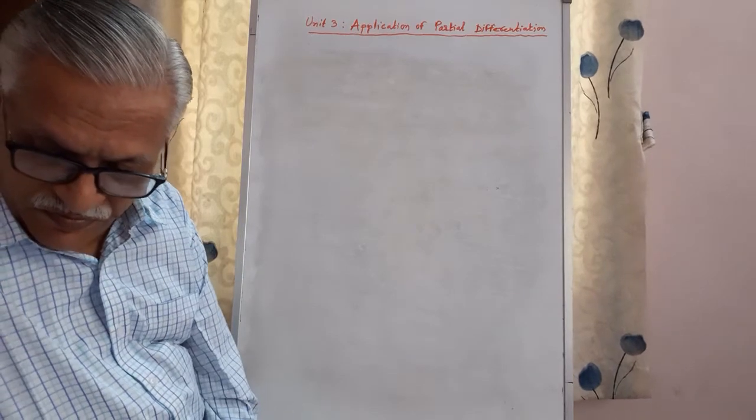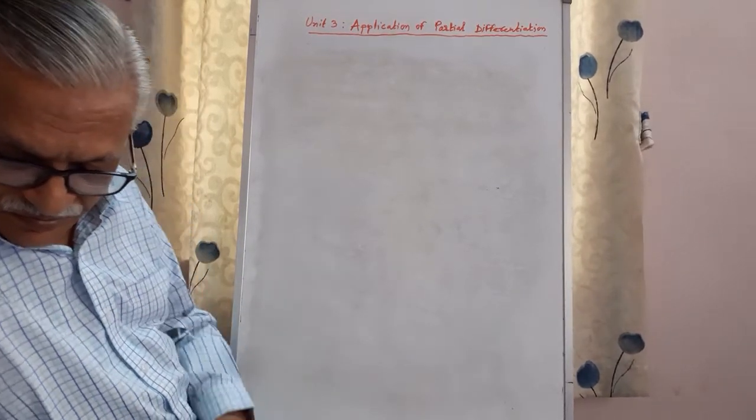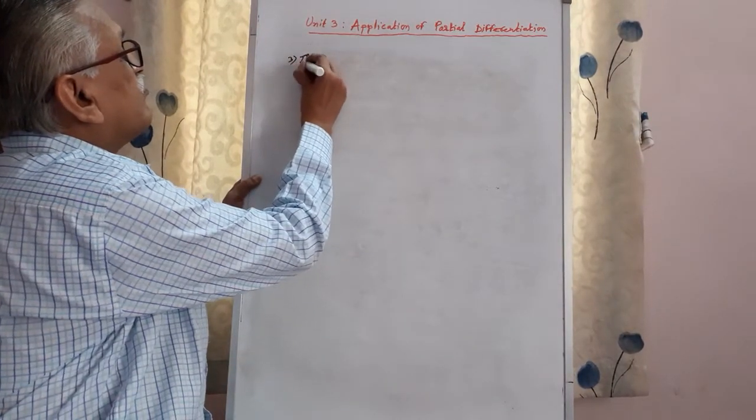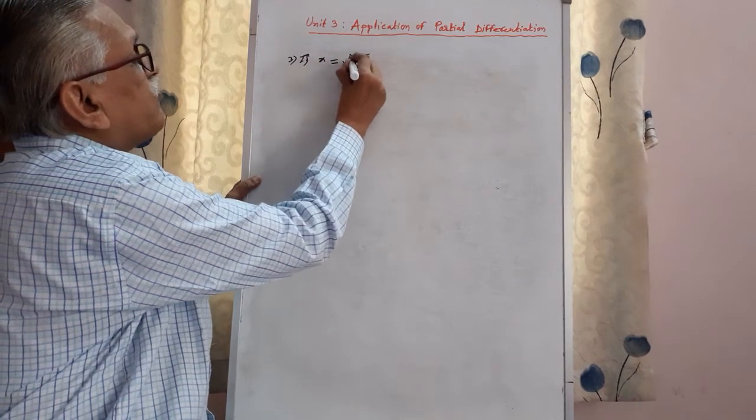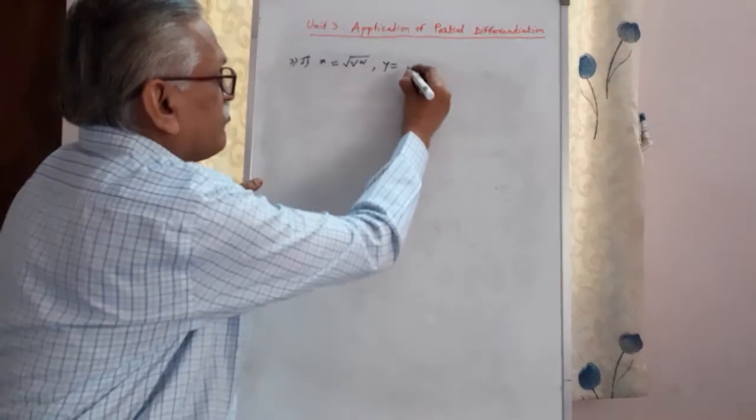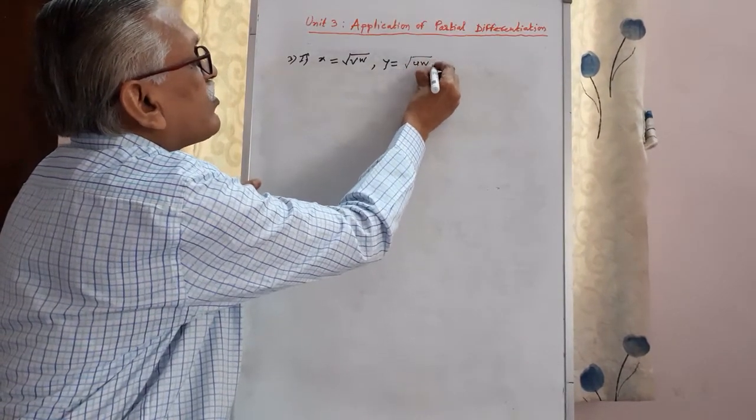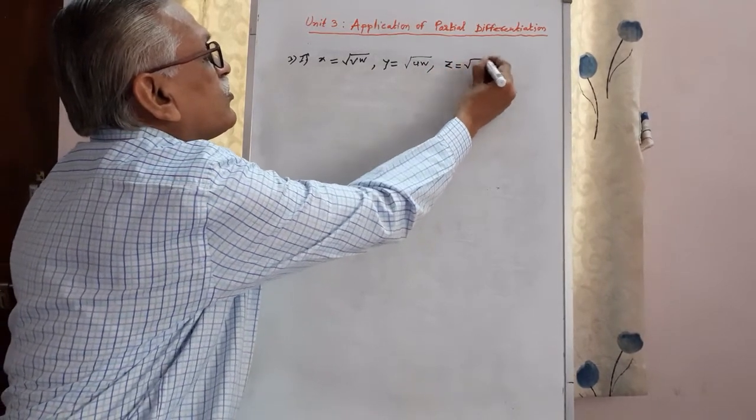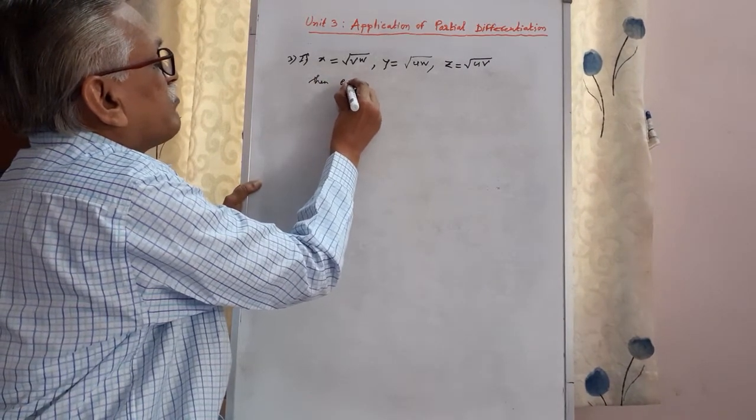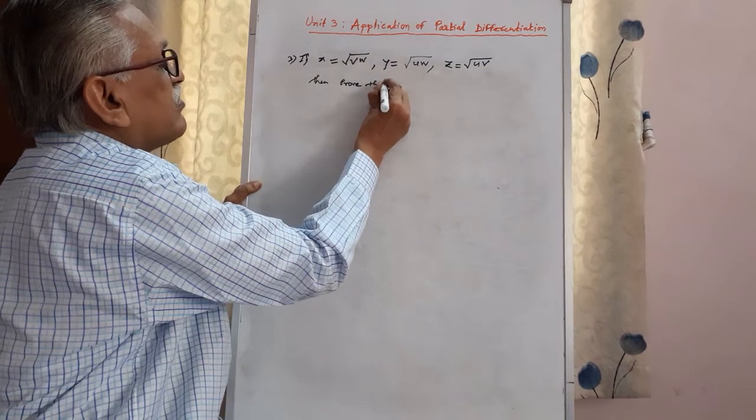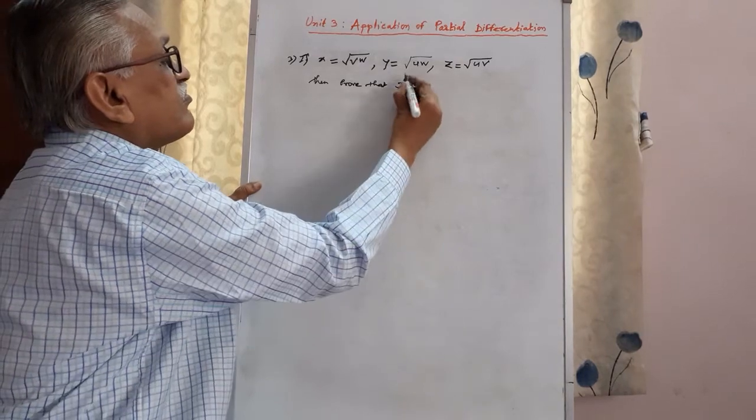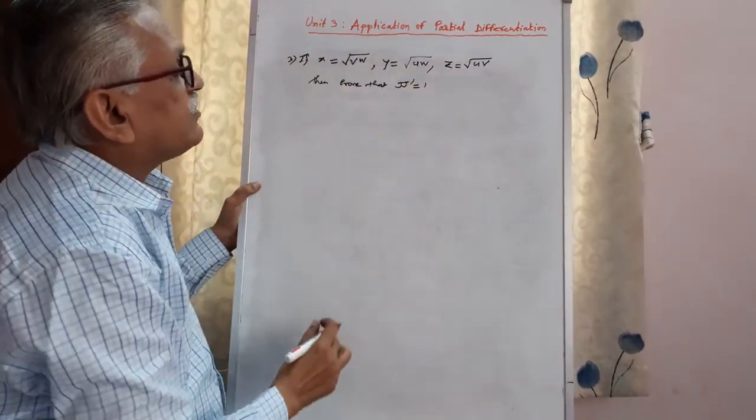One more. X is equal to root of VW, y is equal to root of UW, and z is equal to root of UV. Then prove that jj dash is equal to 1.